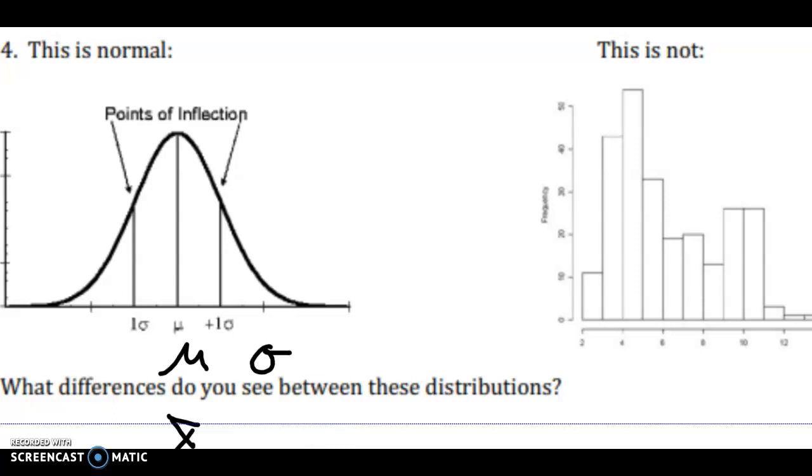Okay, so the one on the left is a normal distribution. It looks like a normal bell curve. A couple things that this brings into it, and this brings up a lot of the vocabulary terms we're going to talk about. Points of inflection.